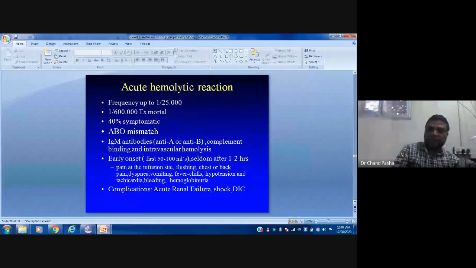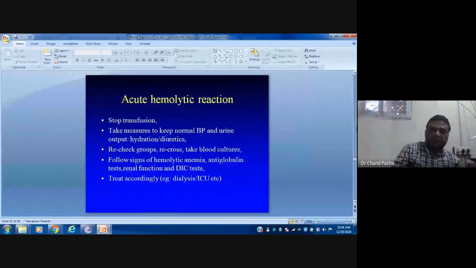Then what you need to do: stop the transfusion immediately, take measures to keep normal BP and urine output. Hydration and diuretics must be maintained. Recheck groups, recross match, take blood cultures, follow signs of hemolytic anemia, check whether an anti-globulin test is required, do a renal function test, and treat accordingly. Generally dialysis is needed in this case.